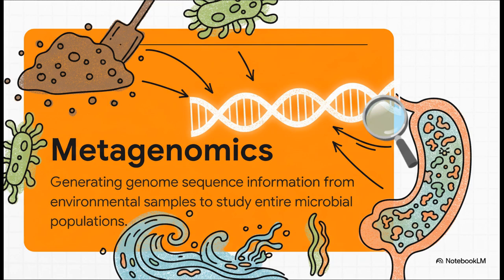The idea behind it is actually pretty simple, but it's incredibly powerful. Basically, forget trying to grow microbes one by one. Instead, scientists just take a sample from anywhere. The soil, the ocean, your gut, and they sequence all the DNA in that sample at once. It's kind of like skipping individual portraits and just taking one giant group photo of the entire community's genetic blueprint.